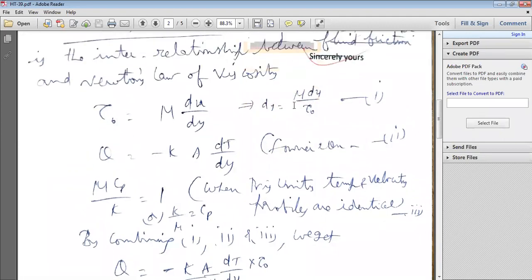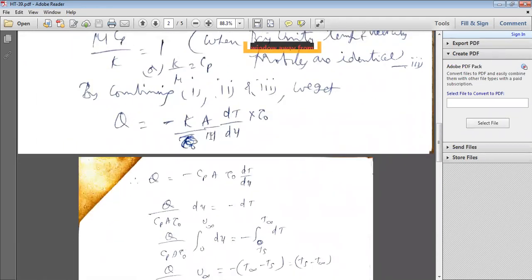But what is dy value? dy is equal to mu into du by tau naught. That's why dy is equal to mu into du by tau naught. I'm taking tau naught to the top. Therefore, Q is equal to minus K into A into dT into tau naught by mu into du.